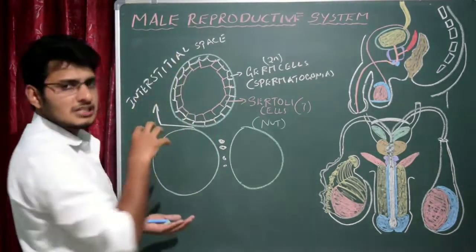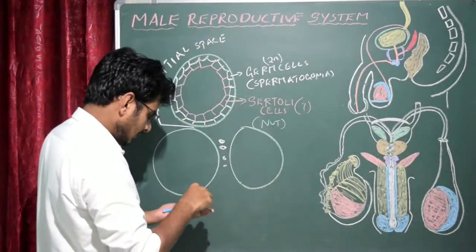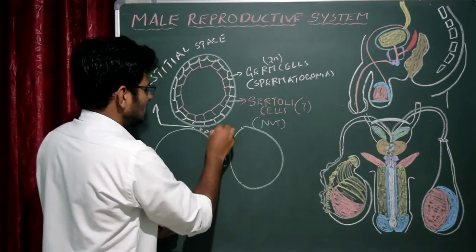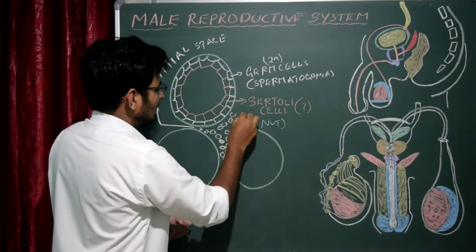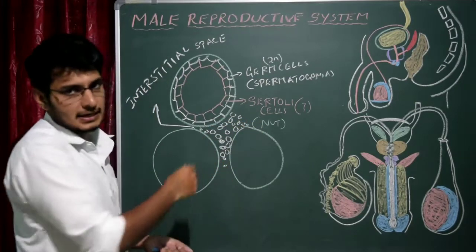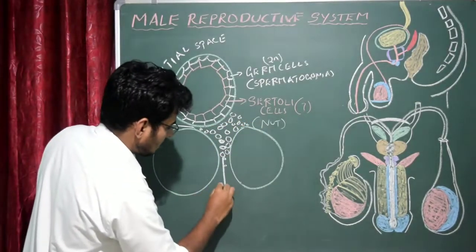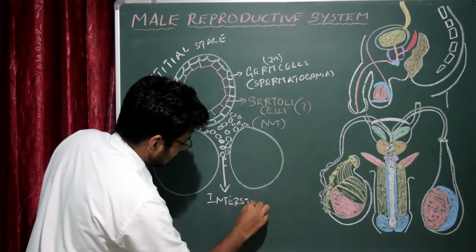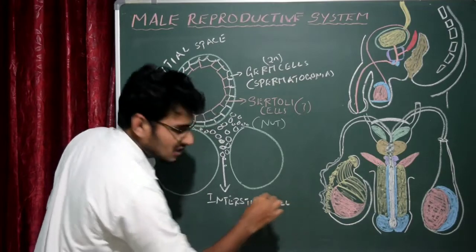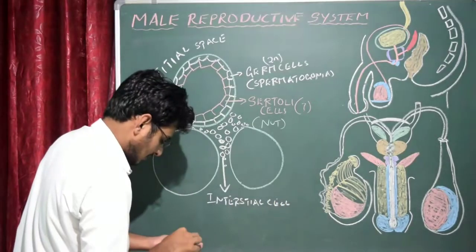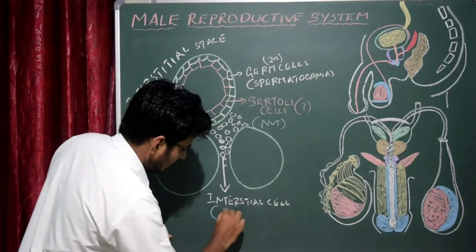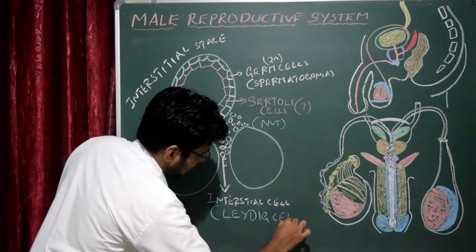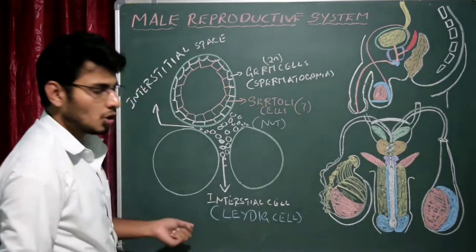Within the interstitial space, some cells will be present. You can understand it. These cells are called interstitial cells, but they have a specific name, which is very important because you get this question. They are also called Leydig cells. Remember it, interstitial cells are also called Leydig cells.